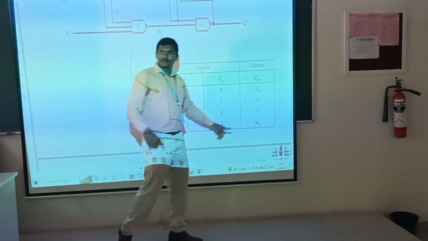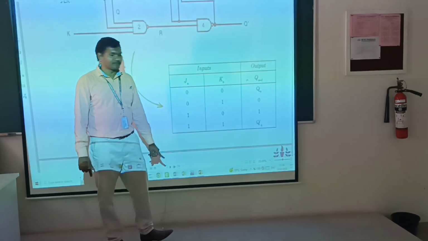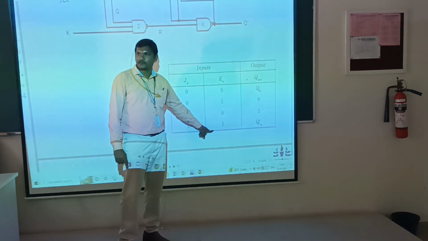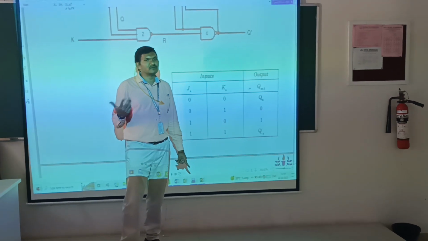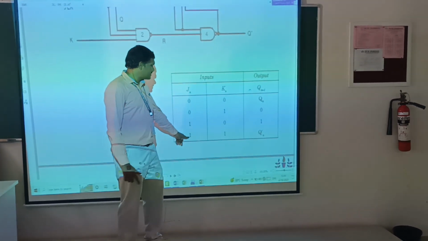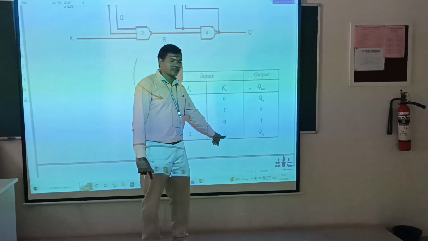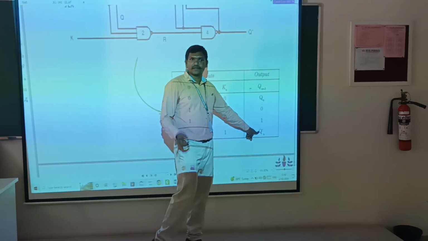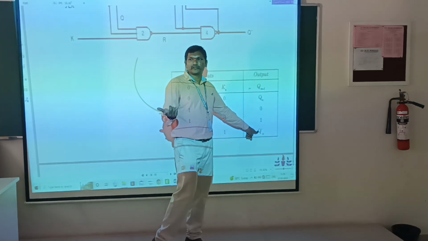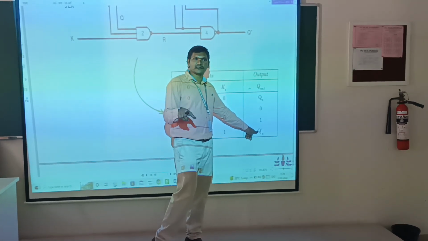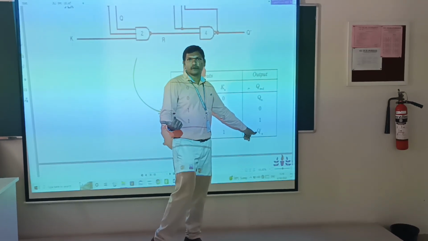The problem that we had in the SR flip-flop, when we give 1 and 1 as an input, what will be the output? The output will be indeterminate. That is the issue we had with the SR flip-flop. Now in this case, when we give 1 and 1 as an input, the output will toggle. If the previous state was 1, the next state is going to be 0. Otherwise, if the previous state is 0, the next state is going to be 1.